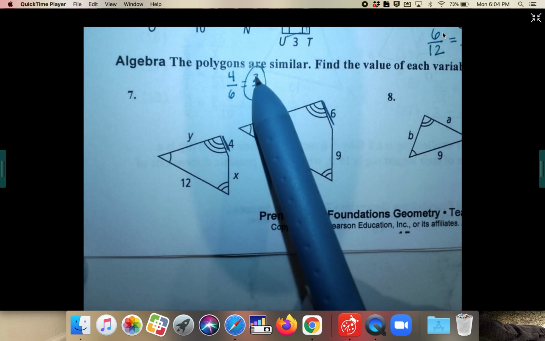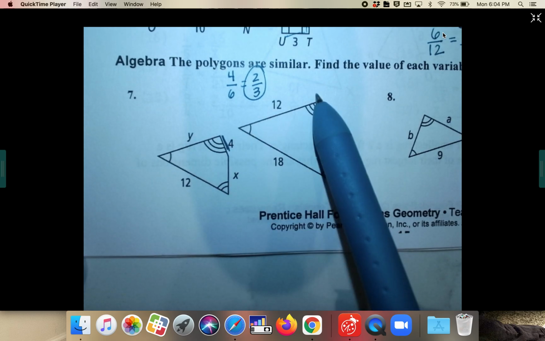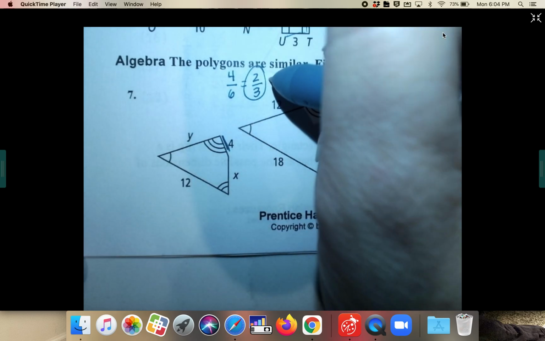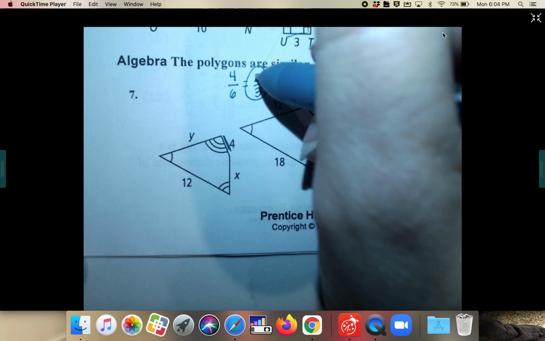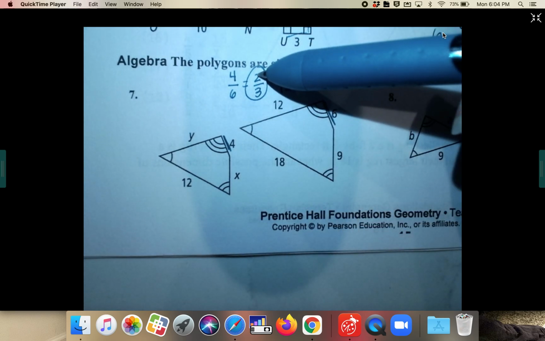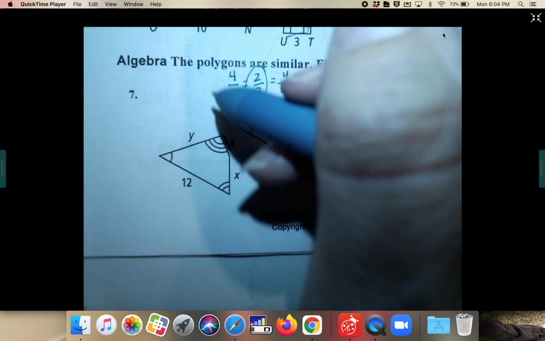So 2 to 3 equals y over 12. You can do the bat and the ball and cross multiply. That'd be 24 divided by 3, so y would be 8.